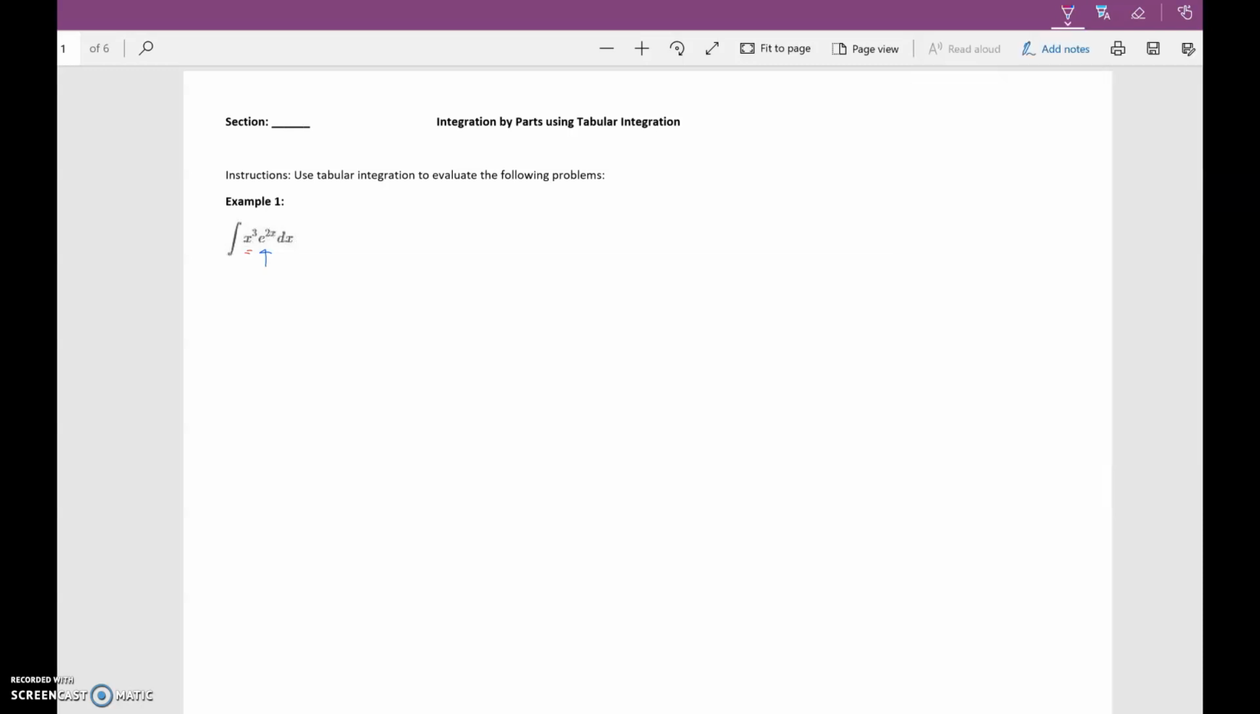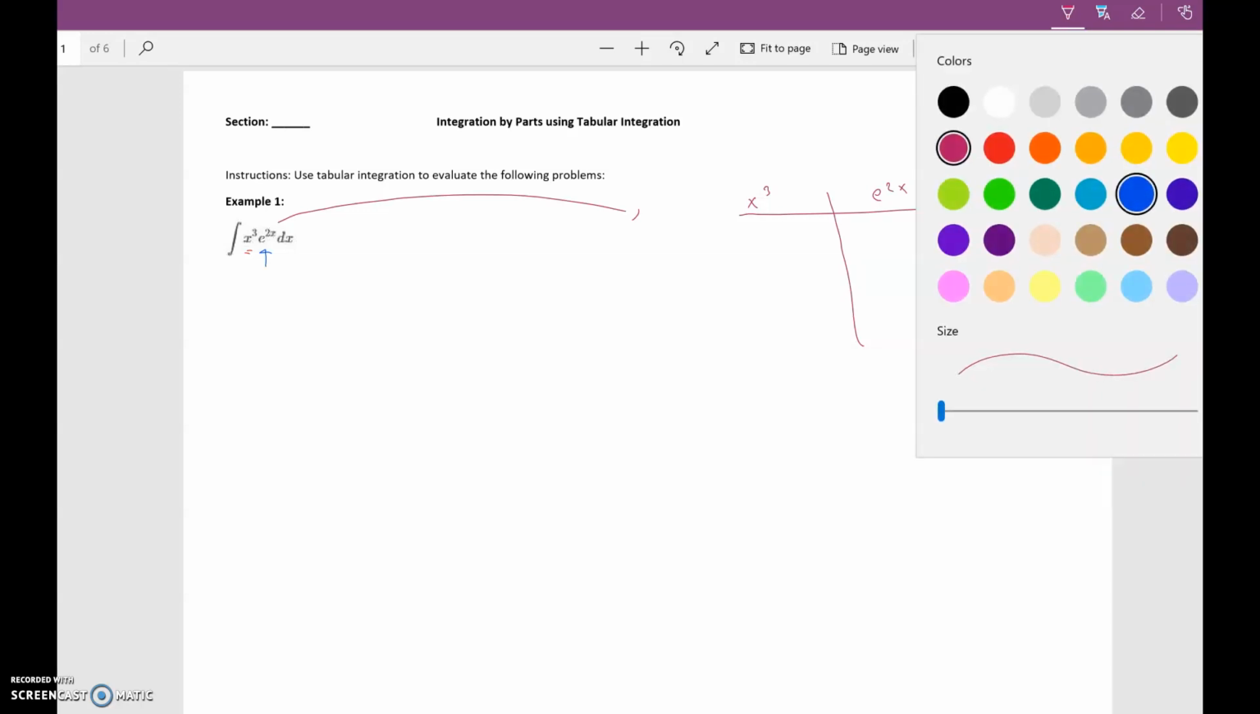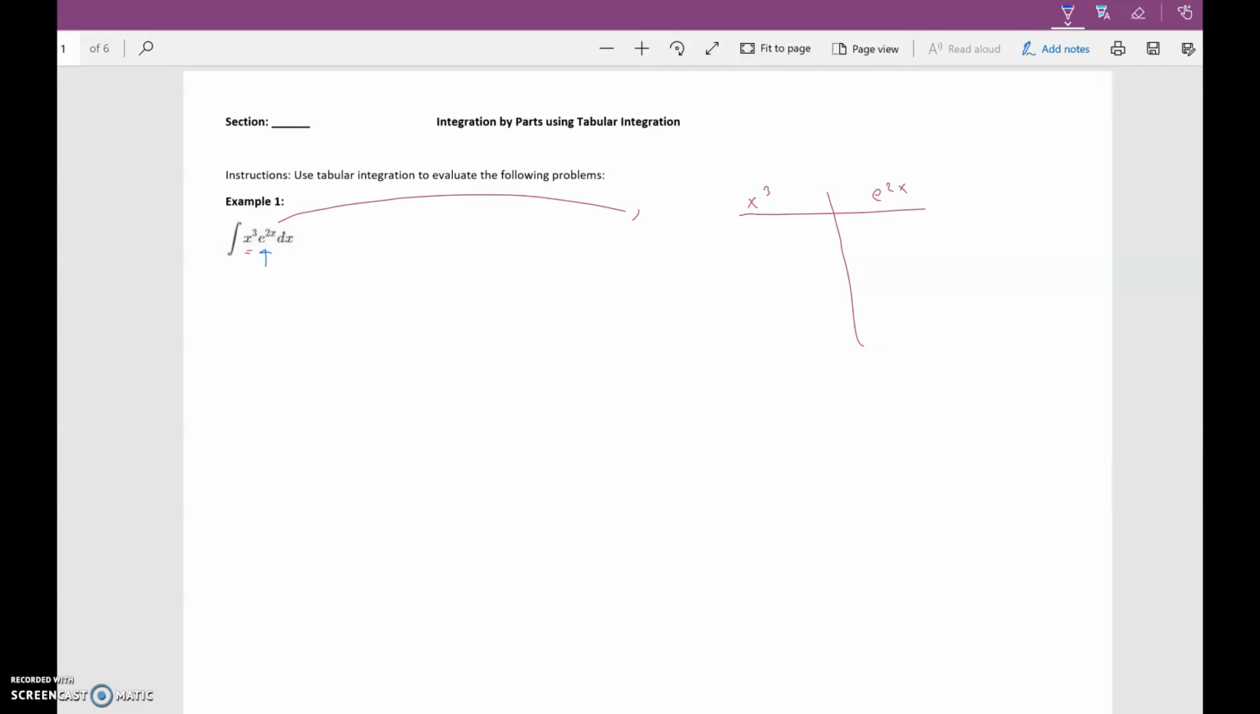So this is how you're going to approach the problem. You're technically going to have the x to the third being part of the problem, and you're going to break it apart into x to the third and then e to the 2x. Now what you're doing is, in one column, the actual factor that differentiates to 0, you're going to take multiple derivatives. And then the second column, you're just going to integrate.